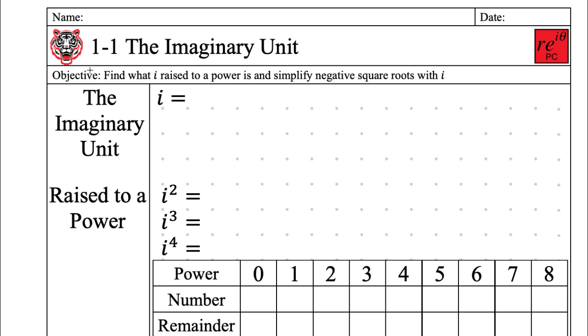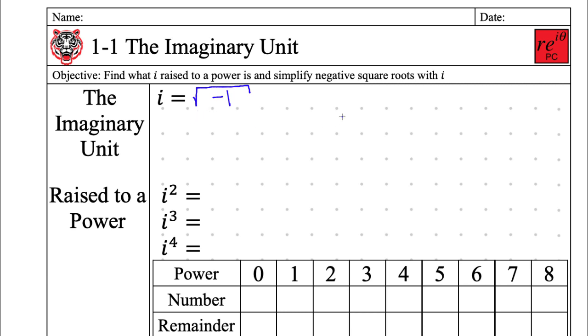All right. Our objective today is to find what i raised to a power is, and to simplify negative square roots using i. So what is the definition of i? You should know this. Pause the video now. What is i? If you said the square root of -1, you are 100% correct. That is indeed i.